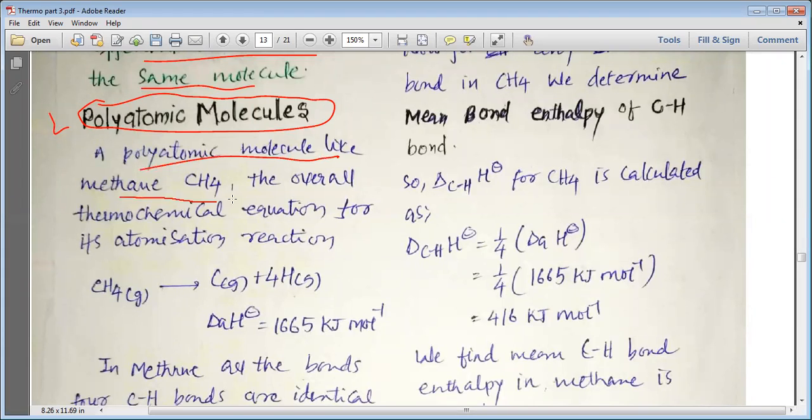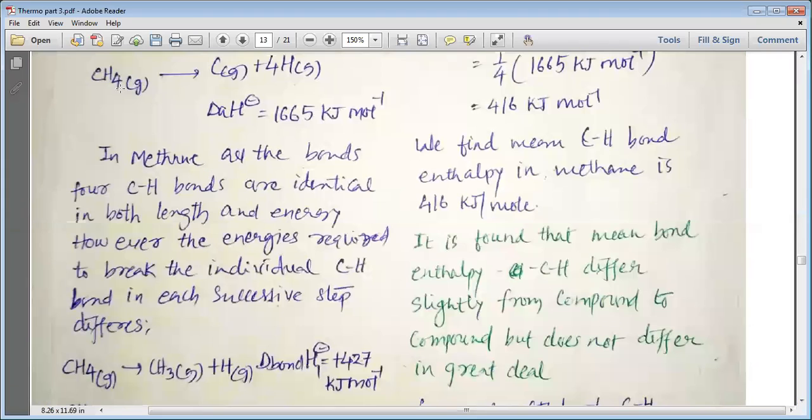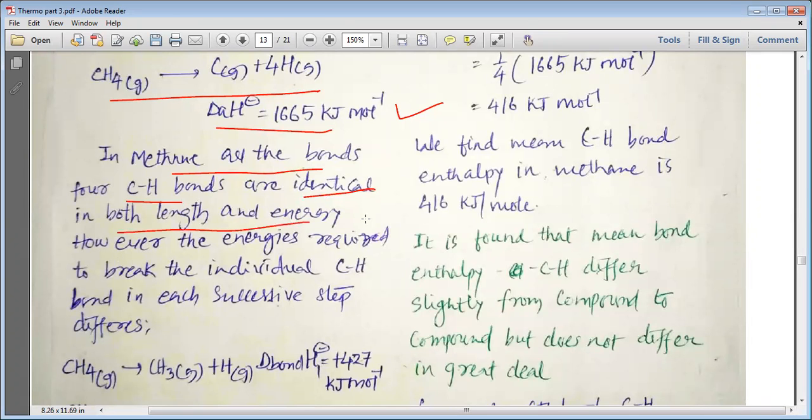Take a polyatomic molecule like methane. The overall thermochemical equation for the enthalpy of atomization is CH4 gas giving C gas plus 4 H gas, and the enthalpy of atomization is 1665 kilojoule per mole. In methane, all the four C-H bonds are identical in both length and energy. So all the bonds formed between the carbon and hydrogen are equally long and are found to have equal energy.